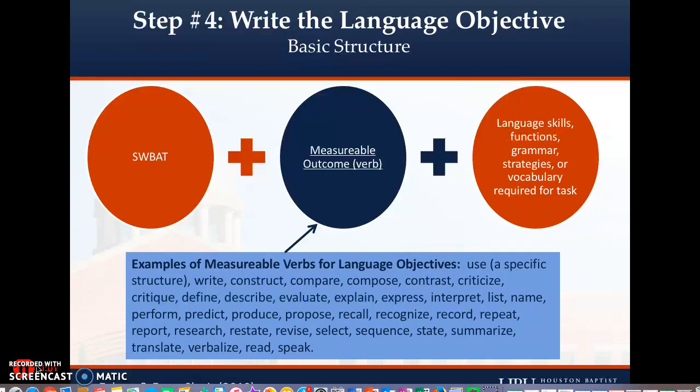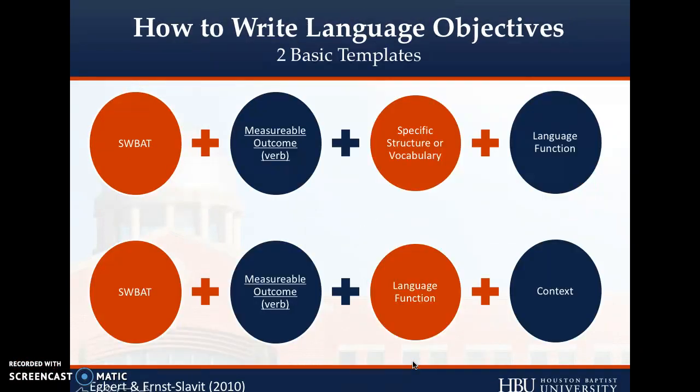So for language objectives, those would include skills, functions, grammar, strategies, or vocabulary required for the language tasks in the lesson. Okay, and we can break that down even further. And we see two basic templates. There are probably more, but this comes from one of my favorite books for teaching English learners, and they recommend two basic templates. And I think it's easy for novice teachers to understand these two templates.